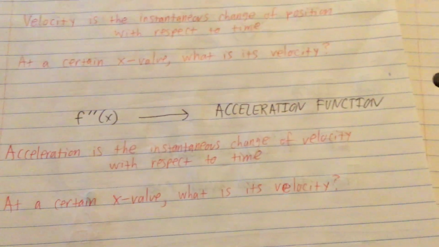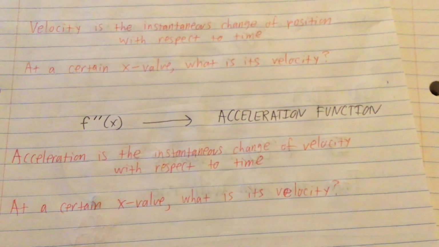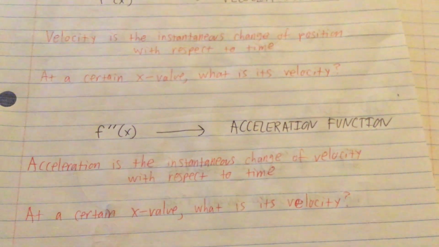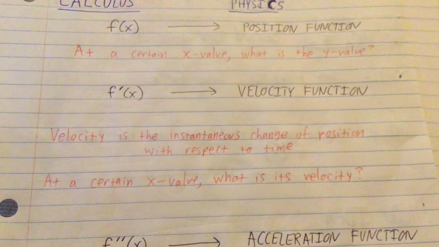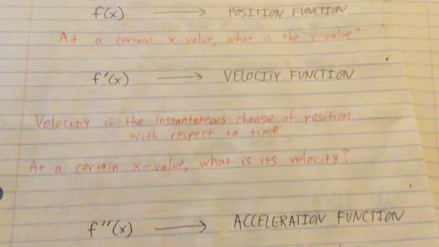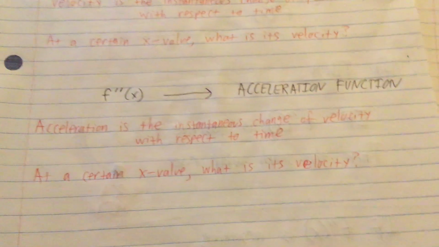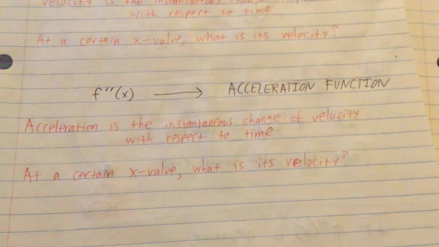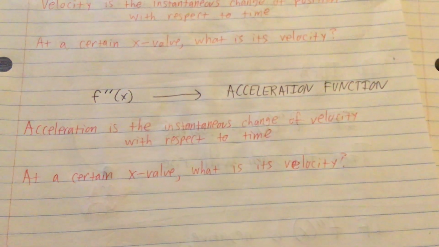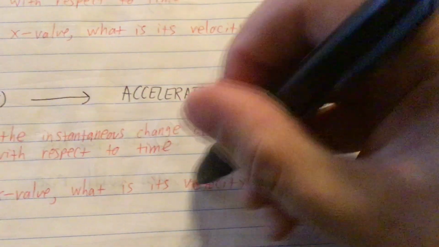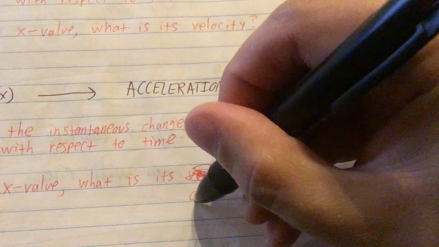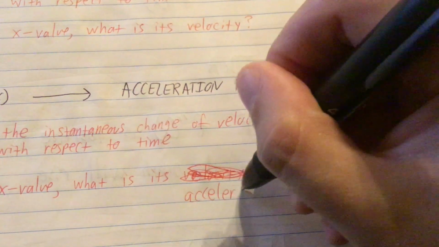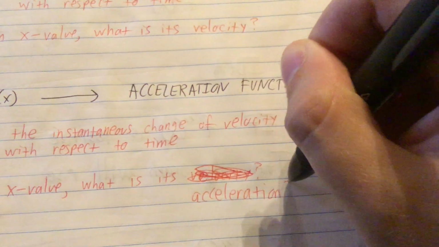Now, acceleration is the instantaneous change of velocity with respect to time. So in other words, if velocity is the change of position, acceleration is the change of velocity. So at a certain x value, what is the acceleration? Right? That should say acceleration. Sorry about that, that's a typo. At a certain x value, what is its acceleration? There you go.